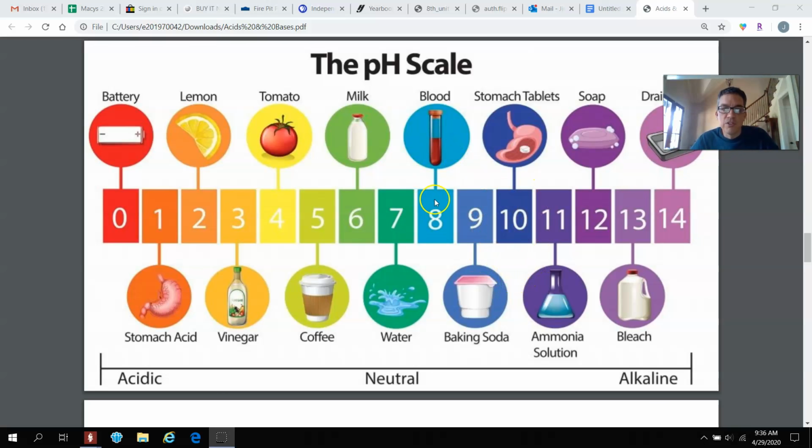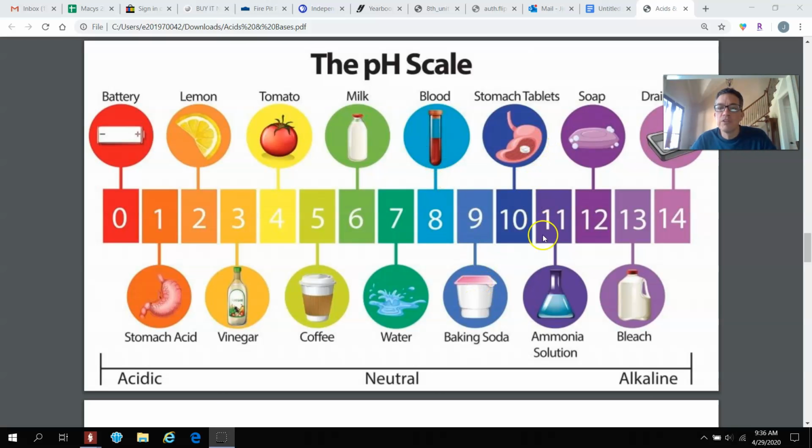If we go in the other direction, you see these are generally things we don't drink. We've got blood, which is slightly basic. A lot of the things in nature in terms of our bodies, the pH is very important. The pH doesn't need to be out of whack, for lack of a better word. It's kind of like your body temperature doesn't need to be too high or too low. Our pH in our blood doesn't need to be too high or too low.